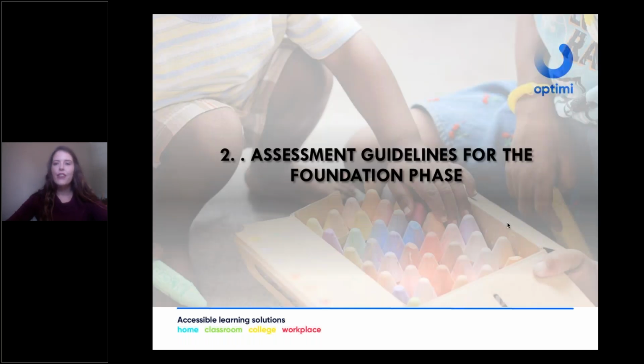Okay. Now let's have a look at a few assessment guidelines for the foundation phase. So this is quite complex with times. It becomes a daunting task, but I want to tell you today that it's not that daunting and it's not such a big task if you just understand how the marking scale works. So I hope after today that we can calm the nerves when it comes to assessment, and that you will take these few tips that I give you when doing your assessment. Okay, so let's have a look at how the foundation phase assessments have been structured.